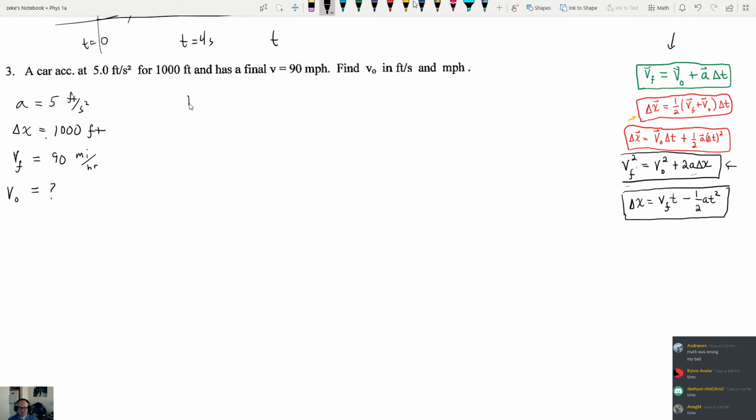So we know the equation we want to use is going to be v final squared is equal to v initial squared plus 2a delta x. However, we have one problem, which is that the feet per second squared and the feet here are not the same units as miles per hour. So we do need to convert the miles per hour over into feet per second. So let's do that over here. So 90 miles per hour.